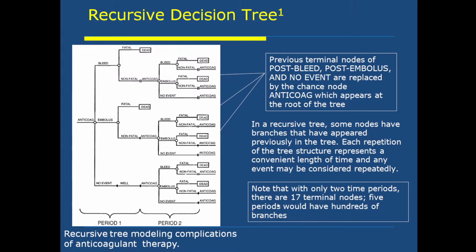In a recursive tree, some nodes have branches that have appeared previously in the tree. Each repetition of the tree structure represents a convenient length of time, and any event may be considered repeatedly. Note that with only 2 time periods, there are 70 terminal nodes. 5 periods would have hundreds of branches. So if we use a recursive decision tree, this model is very complicated.